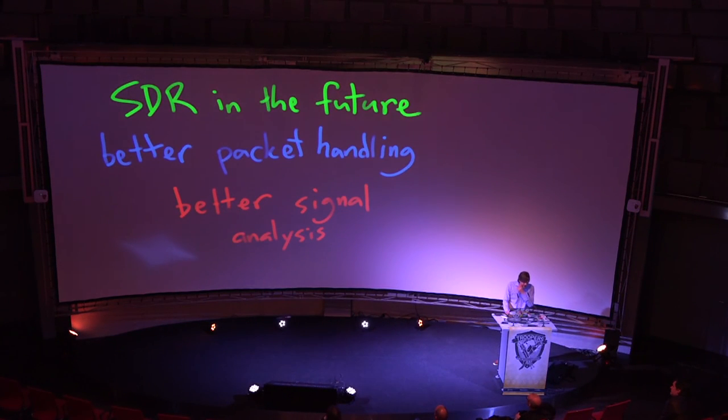In the future, SDR is really probably the better approach in the long run. But as I mentioned today, it's pretty difficult to work with when you want to get to that packet layer, the MAC layer stuff. The stuff that we're able to do in a few lines of Python with RFCAT take a lot more work to do with software-defined radio.